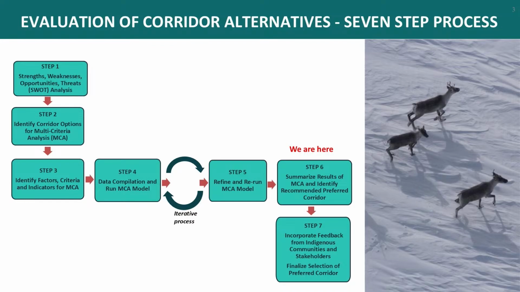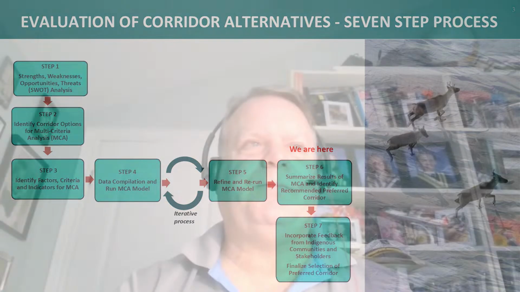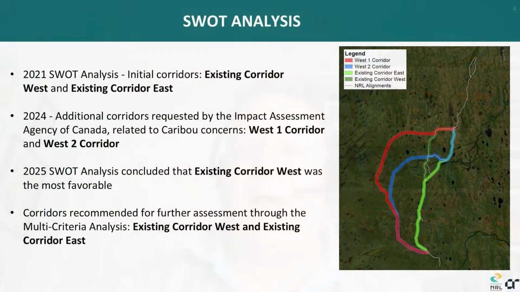And then we get to the point where we are right now, where we've run the model a number of times. We now have summarized the results of this multi-criteria analysis and have identified a recommended preferred corridor. And then we move on to where we are going next, which is the open houses to get feedback from stakeholders, the public, and Indigenous communities. And at that point, we finalize the preferred corridor. And if we can move to the next slide, please, I'll talk a little bit about the SWOT analysis.